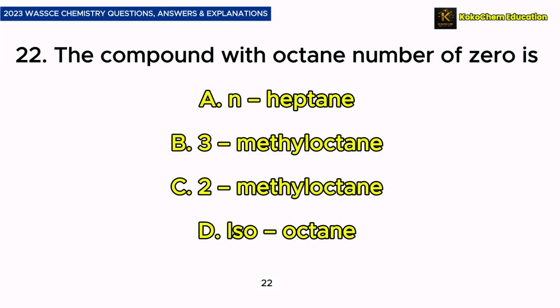22. The compound with octane number of 0 is A. N-heptane, B. 3-methyl-octane, C. 2-methyl-octane, D. Iso-octane. The correct answer is A. N-heptane.